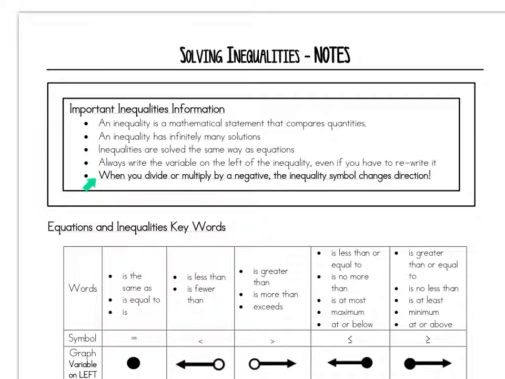One thing that you probably remember from middle school is that when you divide or multiply by a negative, the inequality symbol changes directions. So it will flip. What I mean by this is if I'm looking at a greater than symbol, it flips to become a less than symbol. And we'll see more of that when we actually look at some examples where this happens.